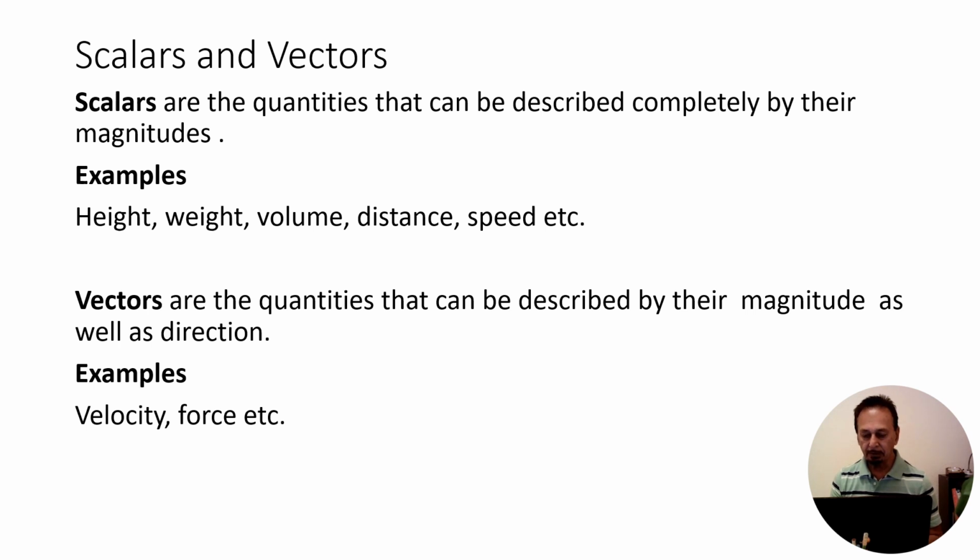What is a scalar? Scalars are quantities that can be described completely by their magnitude. Examples are height, weight, volume, distance, speed. Vectors are quantities that can be described by their magnitude as well as direction. Examples are velocity, force.